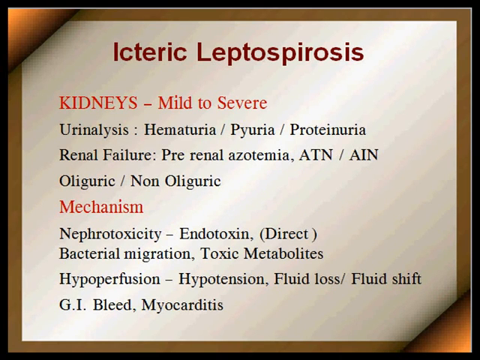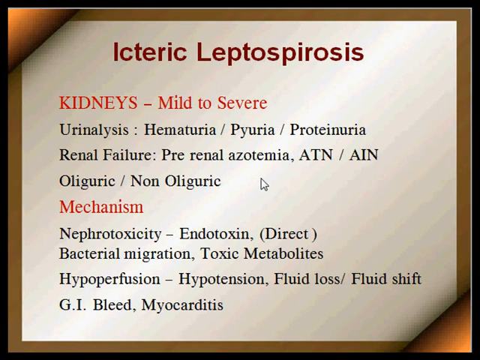What will be the effects on the kidneys in cases of icteric leptospirosis? It could be mild to severe. Urine analysis shows hematuria, pyuria, proteinuria. Renal failure can occur. Prerenal azotemia, acute tubular necrosis, acute autoimmune nephritis. Autoimmune nephritis or acute tubular necrosis can occur. The renal involvement is mainly due to the immune phase. The patients may be oliguric or non-oliguric.